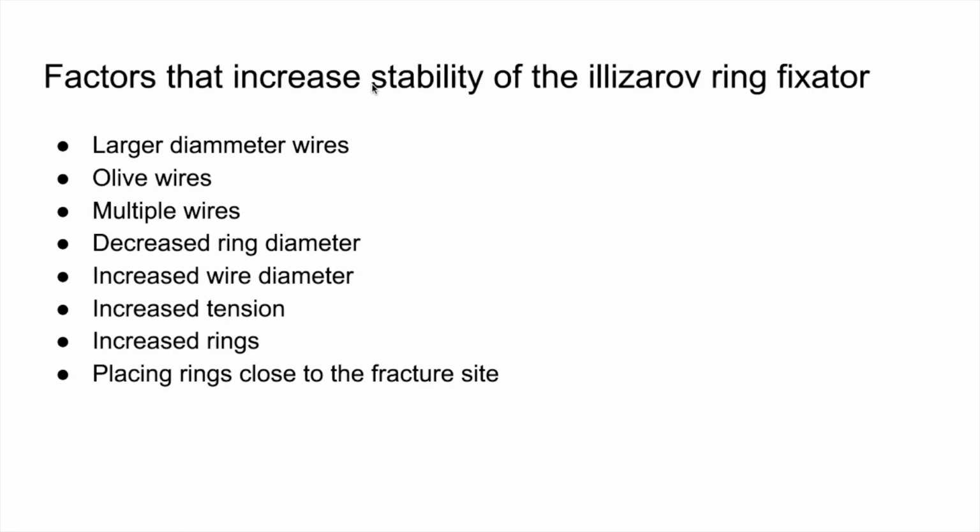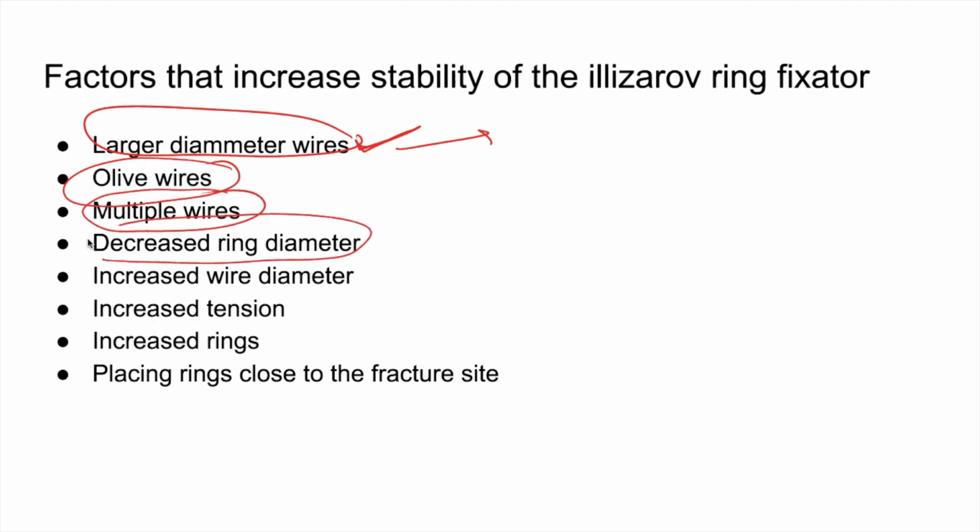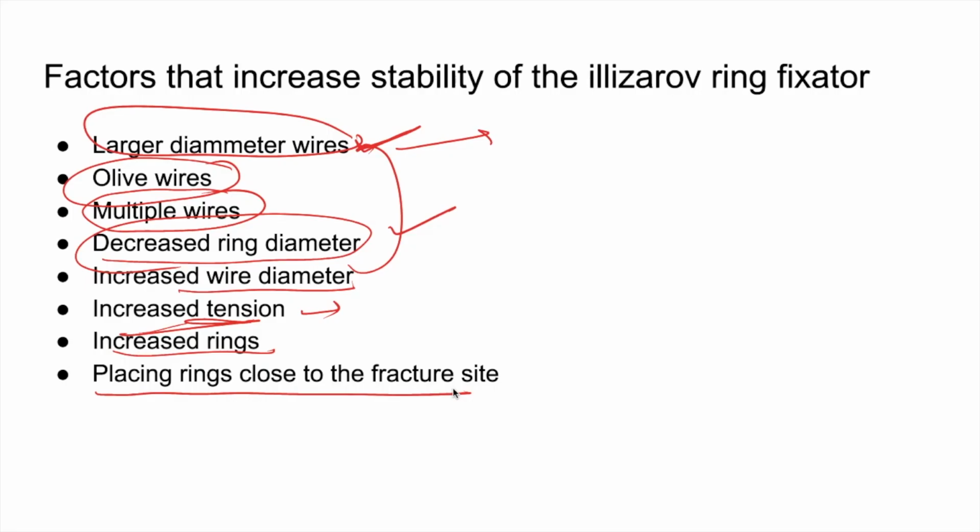How do you increase stability of the Ilizarov ring fixator? Larger diameter wires must be used as usual. This is the single most important factor in both the external fixator and the Ilizarov ring fixator. Larger diameter wires, olive wires, and multiple wires can be used. Decreasing the ring diameter, the closer the ring is to the bone, the more stable it is. Increase tension in the wire as much as possible, which will increase stability. More number of rings, and placing rings close to the fracture site. So these are some of the factors that will increase the stability of the Ilizarov ring fixator.